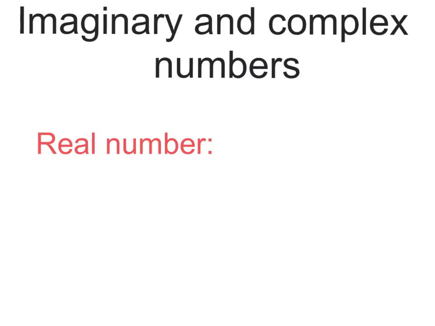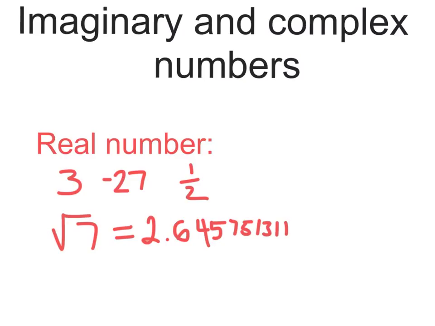A real number is any number you could possibly think of, right? 3 is a real number. Negative 27 is a real number. 1/2 is a real number. I mean, even if you did something like the square root of 7, which is not a nice number, if you did it with a calculator, you'd get something like 2.645751311, and it keeps going. That's what we call an irrational number, but it's still a real number, okay?